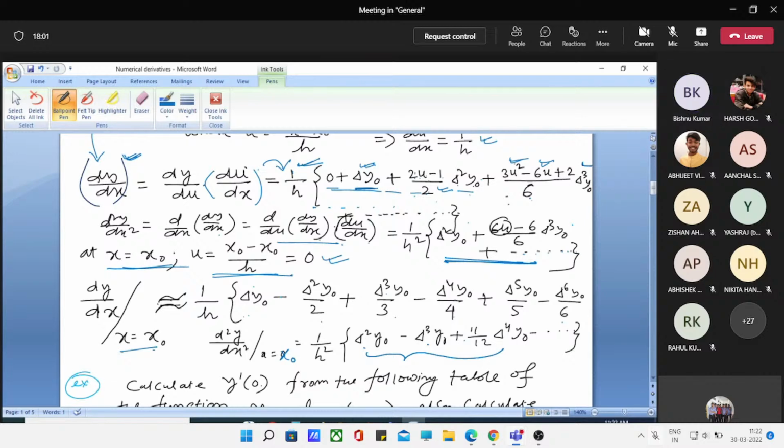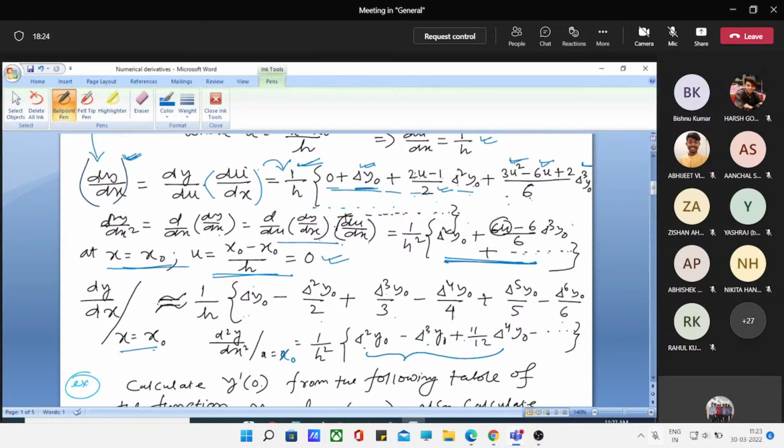Is it clear? Okay. Are these two formulas for the derivative at the first point clear or not? Yes, sir. Yes.